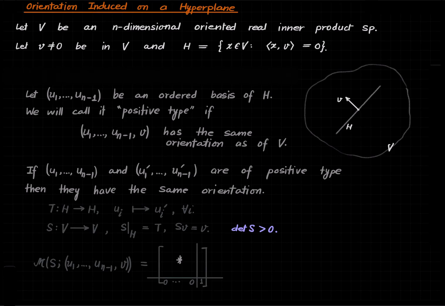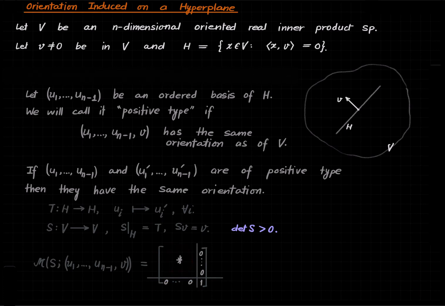And what about this guy? Here we'll see 0 all the way. This is what the matrix will look like. The determinant of this matrix is positive. That is the same statement as saying the determinant of S is positive. Which means what? The determinant of this particular square matrix is positive. Right? Because if you just expand out the determinant using this particular row, you will see that it is the same as this determinant. But what is this matrix?